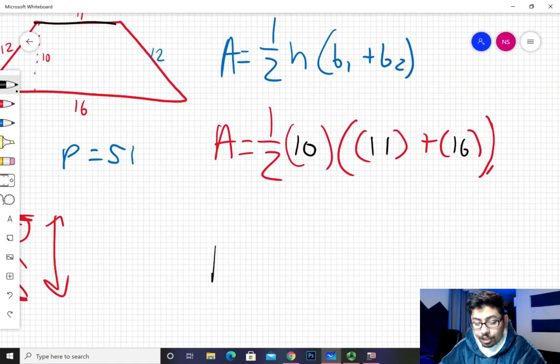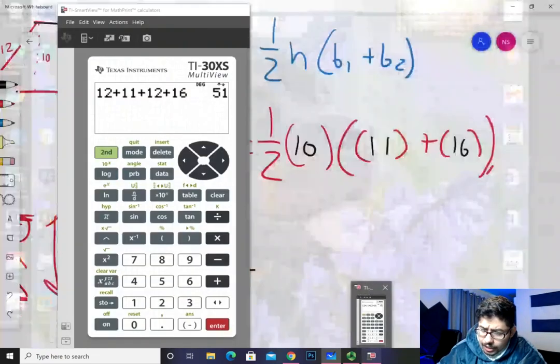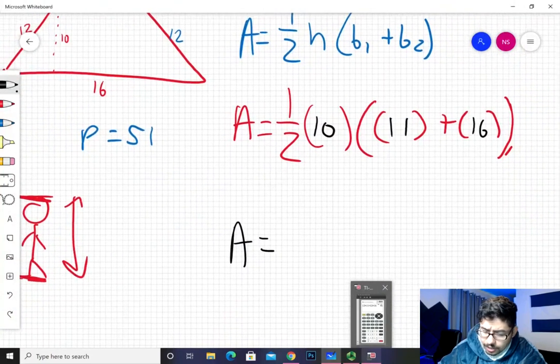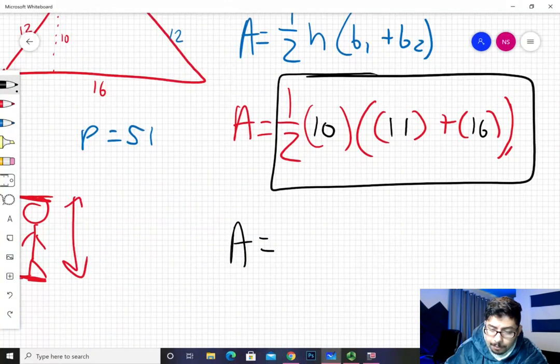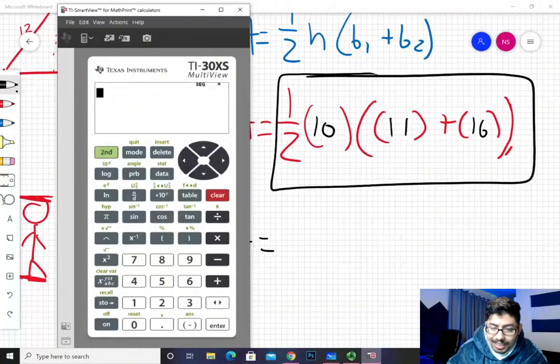Boom. What do you think you're going to do now? Could you guess? You're going to solve, right? Are you going to solve by hand? No, use your trusty old calculator, okay?